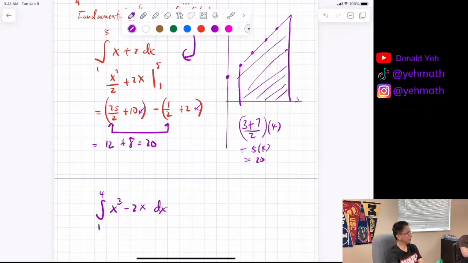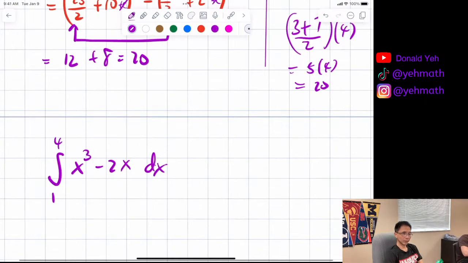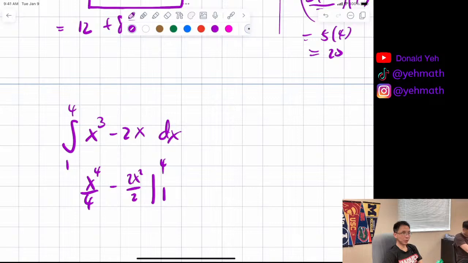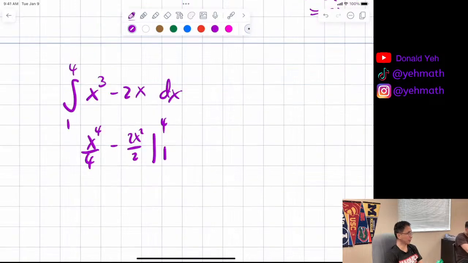You guys got it? What's the integration of x to the 3rd? x to the 4th over 4, right? Between 4 to 1. So I draw a line between 4 to 1. That means I already take an integral. So I'm going to plug in 4.